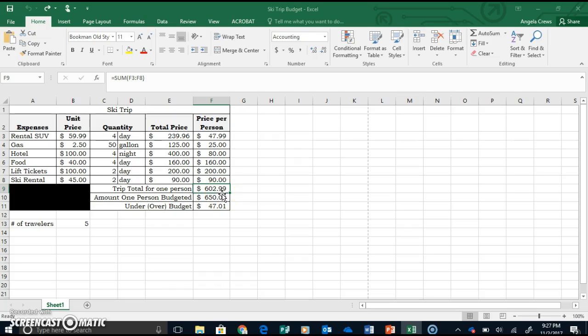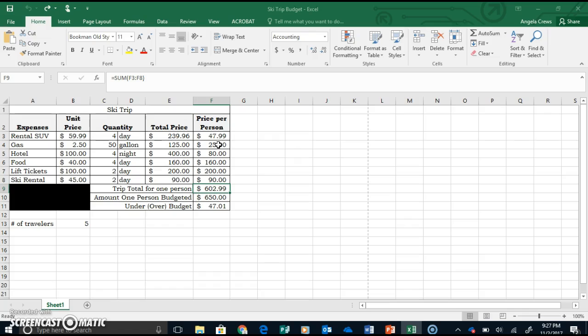Are you over or under your amount budgeted? Here is your amount budgeted. Is that number over it? Is the trip total for one person over it, or is it under it? Is the amount over 650 or is it under 650? Per person, right here, these amounts.